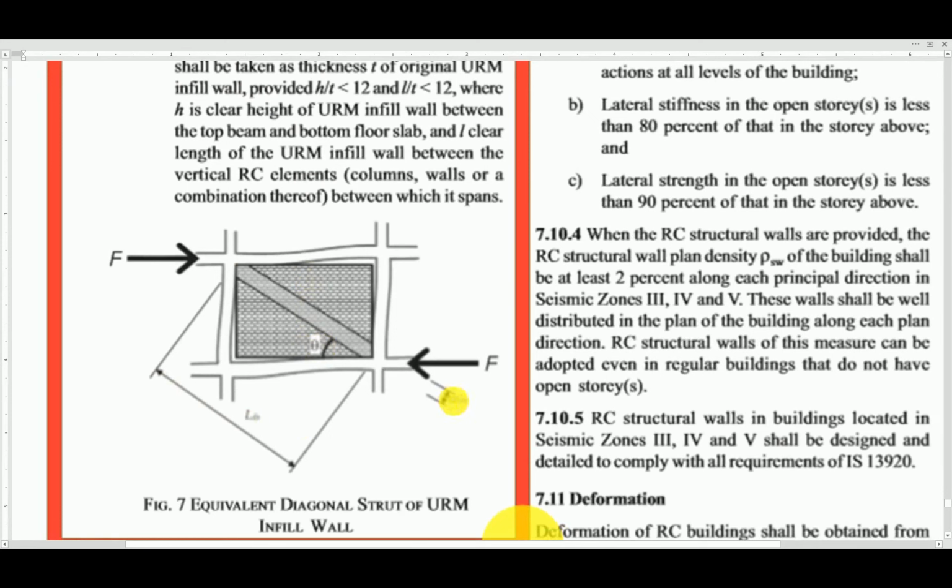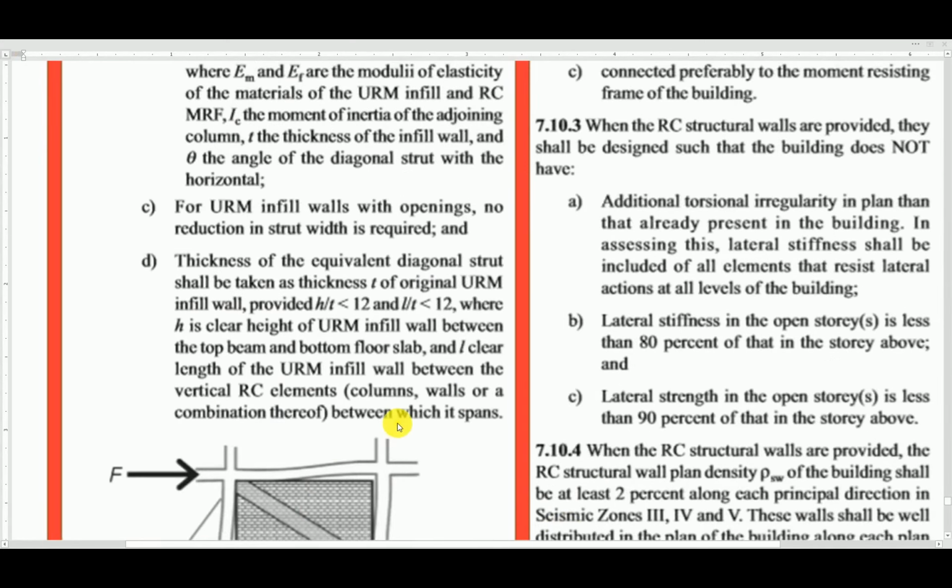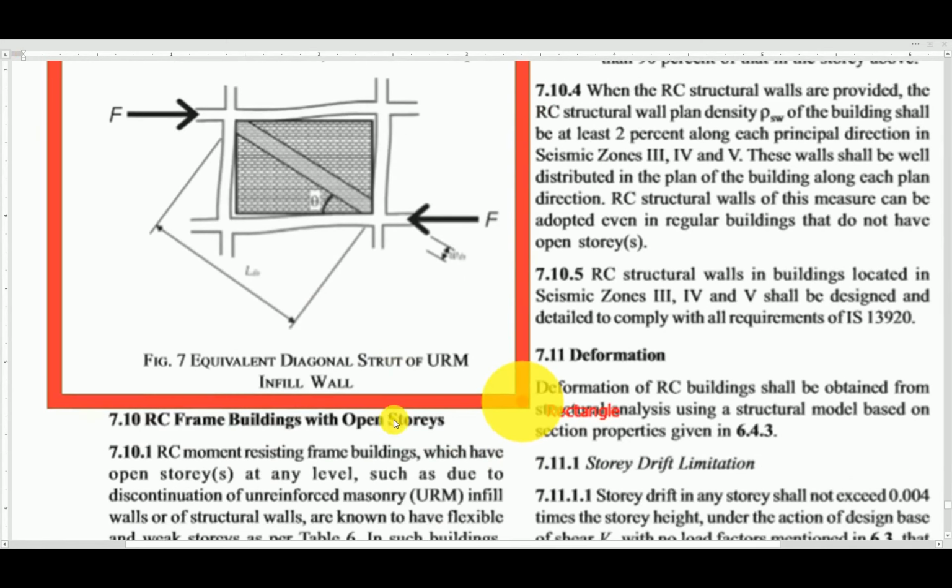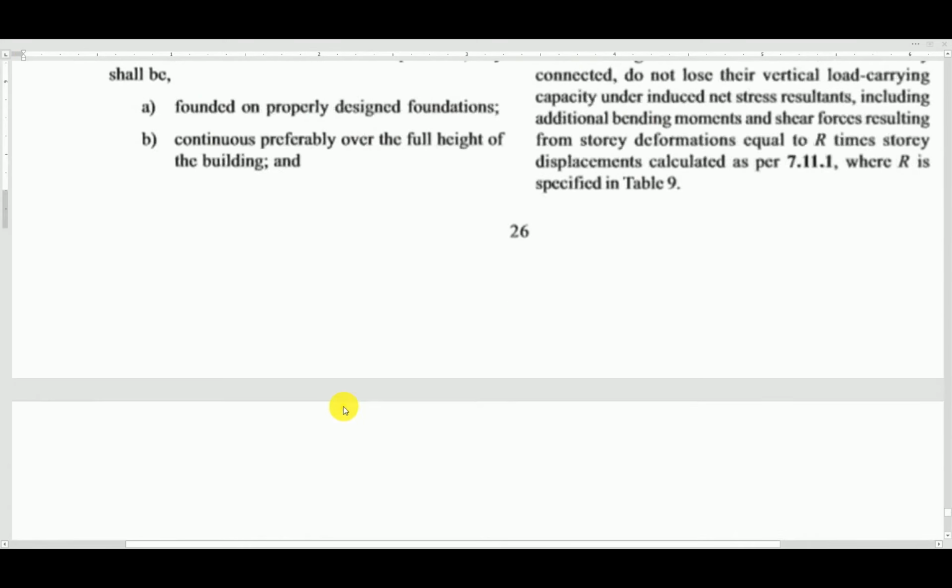So this is the length, the width, and theta is the angle, the equivalent diagonal strut of an unreinforced masonry. So how is that modeled? We will now be coming to our sample model.